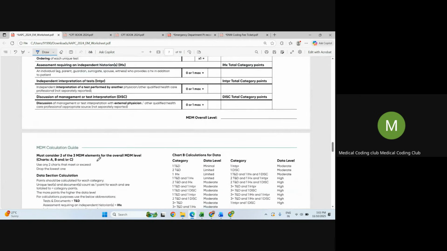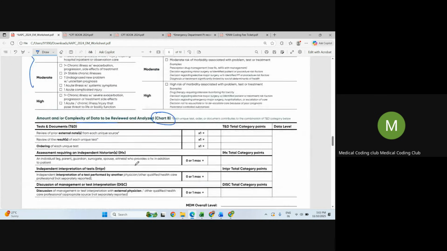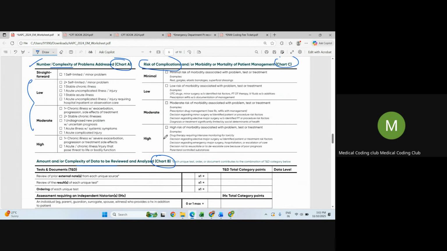Okay, any two charts which are meeting, and you can ignore the least one. Just one highlighting one coding guideline. If you get all three charts in a different level and no particular charts are meeting, then you will follow the MDM hierarchy and you will take the average level. I have already discussed more about all of these things. Please go back and check the details about the medical decision making chart.